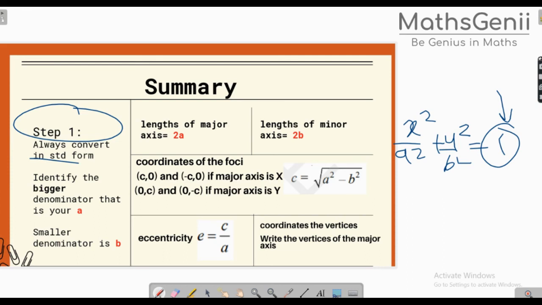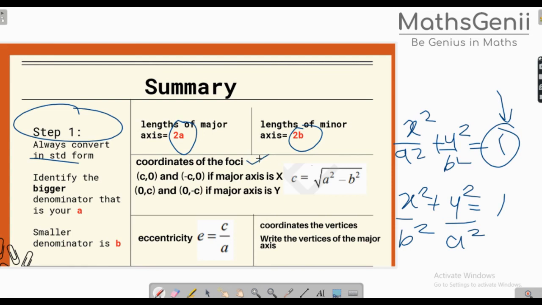Now, this is one equation. The other equation you had for vertical. You have two types of ellipse, right? This is horizontal and vertical ellipse. Okay. So identify what is A and what is B. The bigger denominator is always A. The smaller denominator is always B. Length of major axis formula is 2A. Length of minor axis formula is 2B.